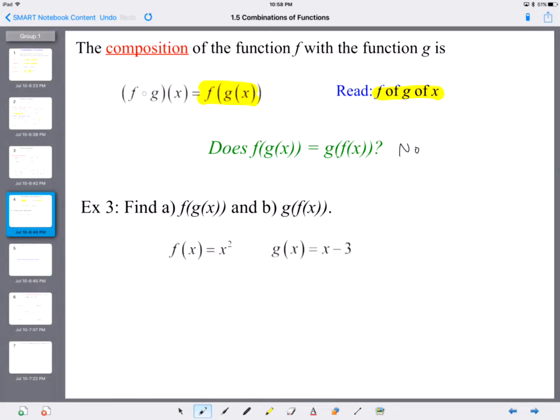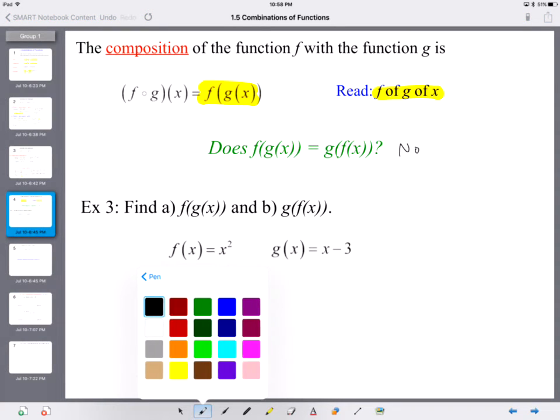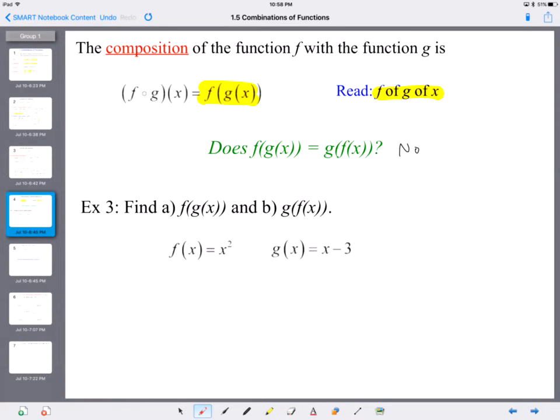So let's practice this with example 3. We have f of g of x and g of f of x. We want to find both of them, and you can see we have f of x and g of x just as before. We'll do the first part where we're doing f of g of x. Just as I said, you work from the inside out. This first part is g of x. Well, we know what g of x is. g of x is x minus 3. So we're going to replace g of x with x minus 3.